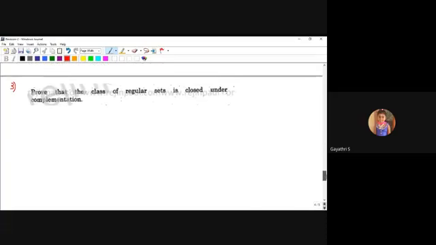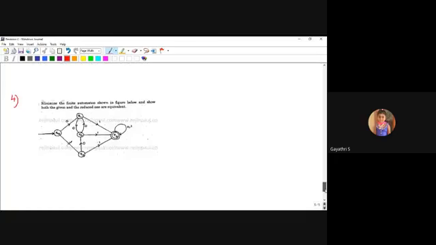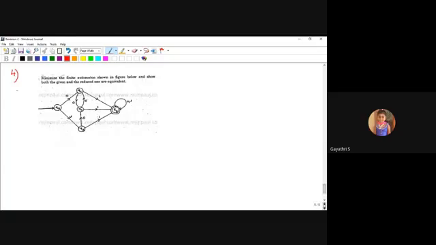Next, prove that the class of regular sets is closed under complementation. Actually, this is not a 13-mark problem. It is maybe a 6-mark problem. So I will come to it at the end. In the third, this is one important problem.